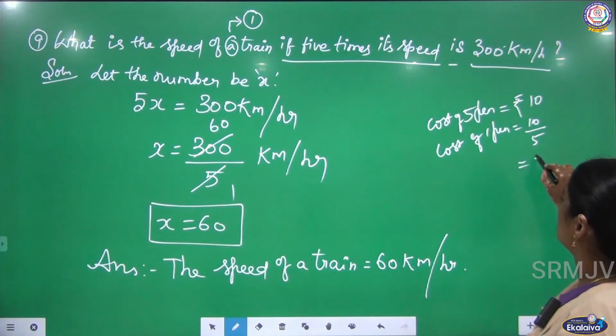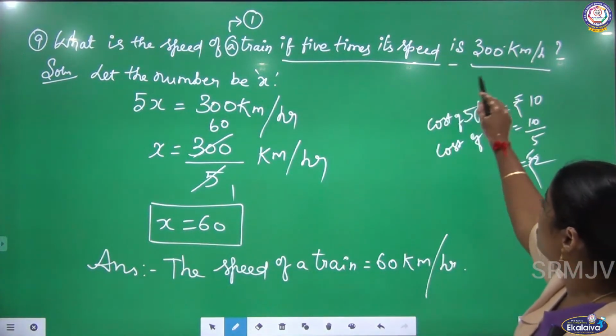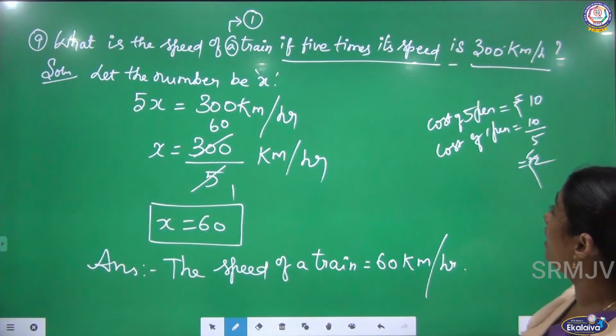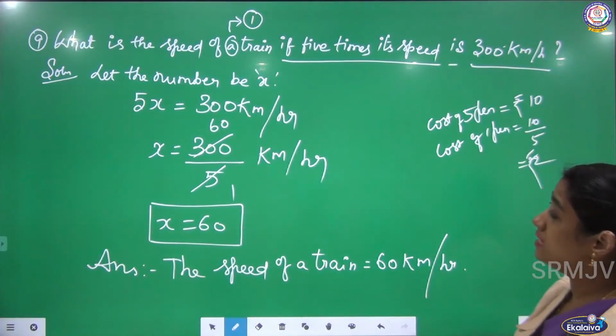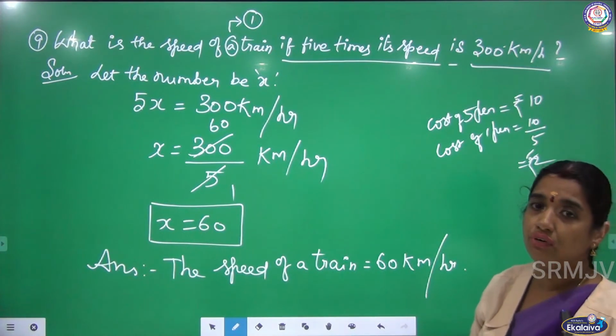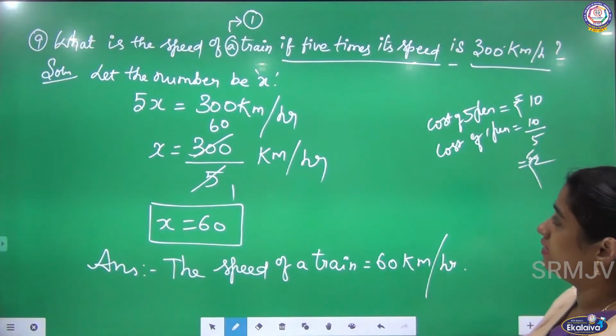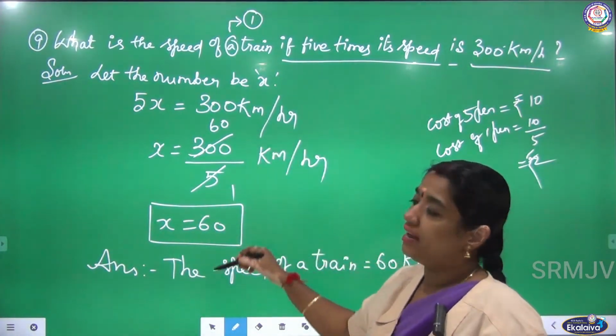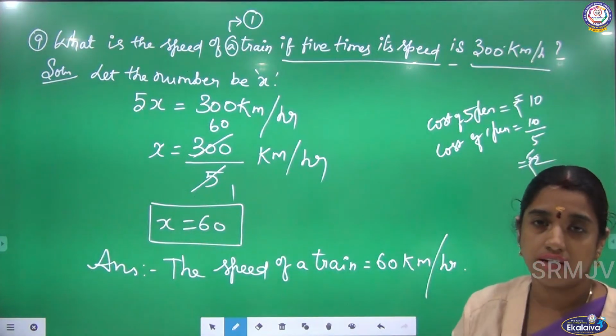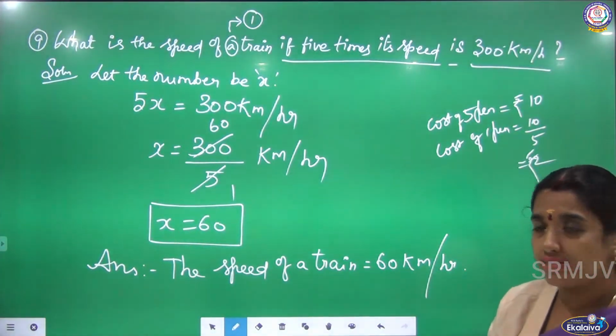10 by 5, which is what? 2 rupees. Same thing, 5 times. 300 kilometer per hour means, so one time what I have to do? I am going to divide that. First you frame the equation and then solve the equation. Is it clear, children? Shall I move on to the next sum?